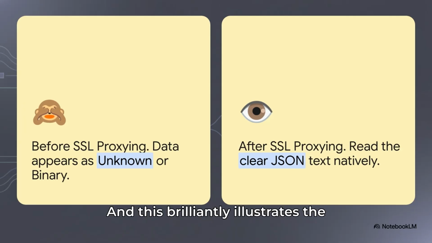And this brilliantly illustrates the real wow moment of using Charles. Look at the left side. Before we configured that SSL proxying, the intercepted traffic literally just shows up as unknown or binary garbage. You can't read a single thing. But on the right, once SSL proxying is enabled and our cert is trusted, boom, the encryption falls away. We can read the clear JSON text natively right inside Charles. Suddenly, the app's behavior is a completely open book.